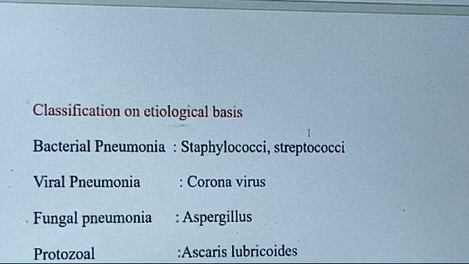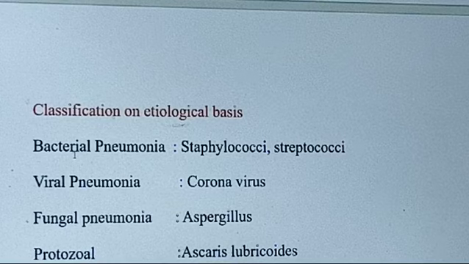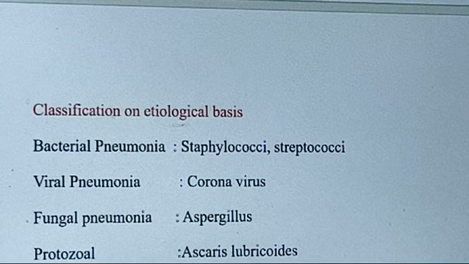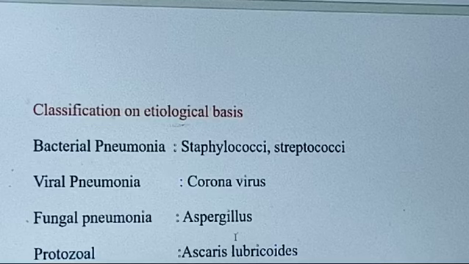Classification according to the etiological basis is mainly bacterial or viral causes, fungal, and protozoal. It may be bacterial pneumonia; examples are staphylococcus and streptococcus bacteria, which are the main causes of this pneumonia. Viral pneumonia is mainly caused by coronavirus also. Fungal pneumonia is caused by aspergillus, and protozoal pneumonia is caused by Ascaris lumbricoides.